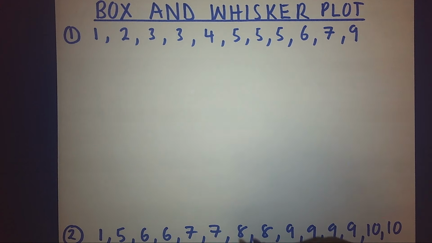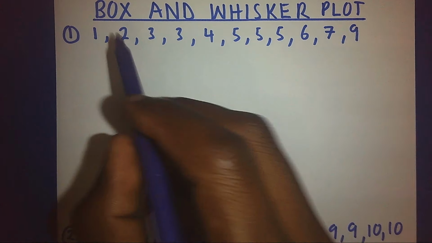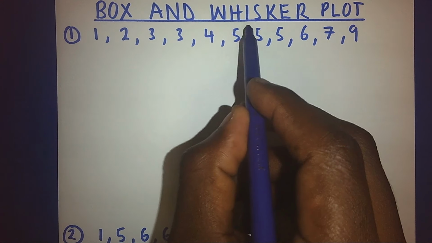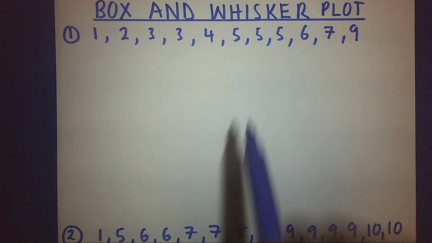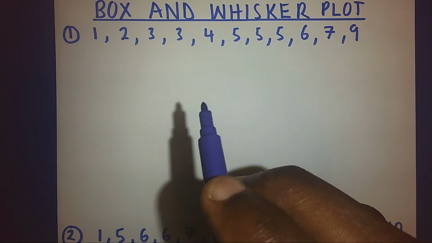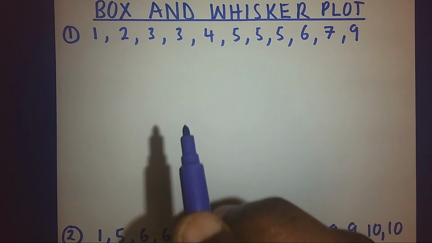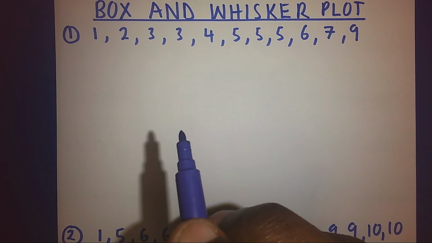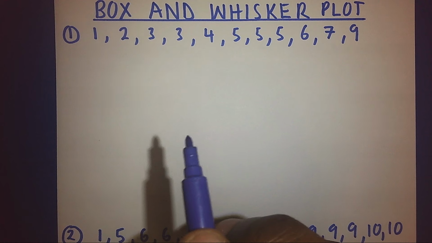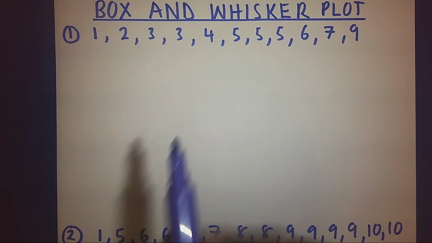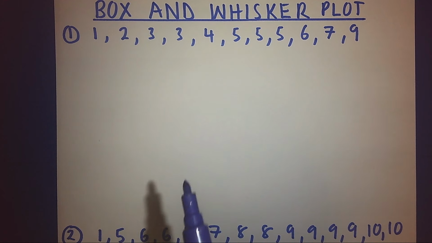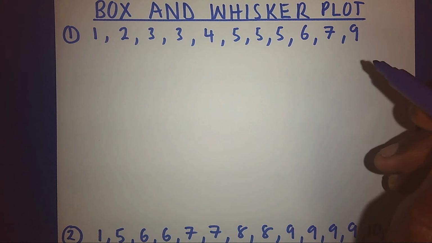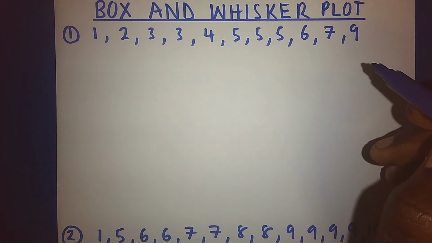Today, we are going to look at box and whisker plot. Box and whisker plot, this is a method of presenting data in statistics. Now, we know that in order to draw box and whisker plot, we need to find 5 things.